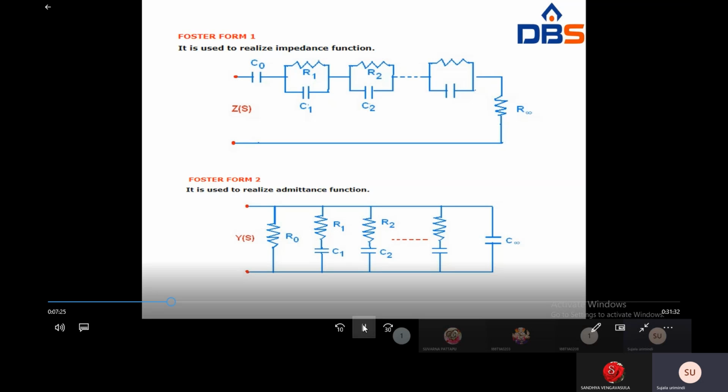In the Foster 1 form, whatever elements you have to find out will be connected in the form of series. In the Foster 2 form, whatever elements are there will be connected in parallel in terms of admittance, and the Foster 1 form will be in terms of impedance.